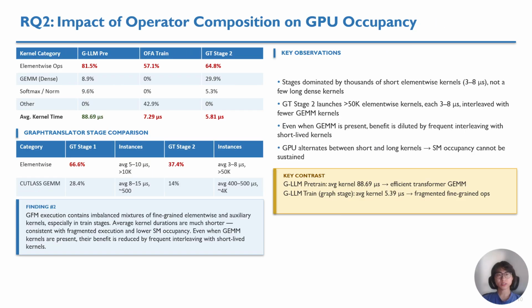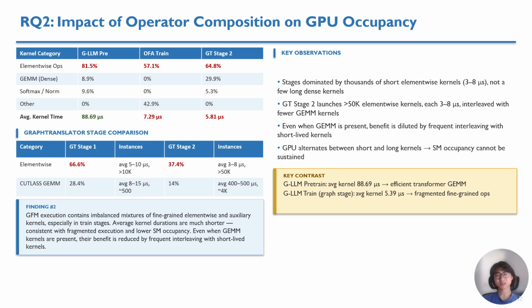So now there's question 2, how operator composition affects GPU occupancy. Look at the kernel breakdown. GRM pre-train has some GMM around 8.9%, and the average kernel time of 88.69 ms. Relatively efficient, but OFA train averages only 7.29 ms per kernel, and GT stage 2 averages just 5 ms.